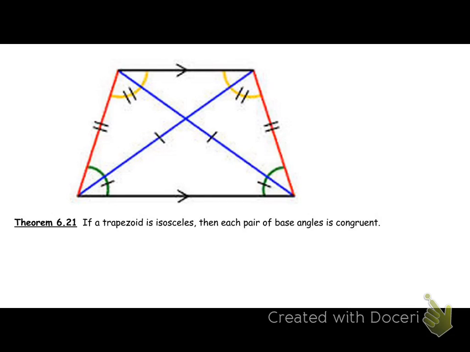Okay. Notice how they're using colors. The base angles at the bottom, the green angles, are congruent. The base angles at the top in yellow are congruent. But notice the first part of the theorem says this: if a trapezoid is isosceles. So if it's not an isosceles trapezoid, then they're not congruent.